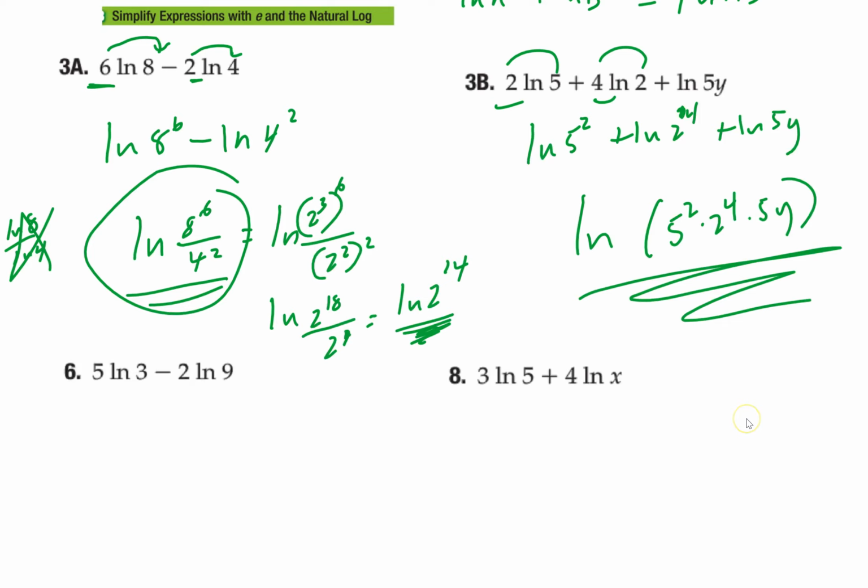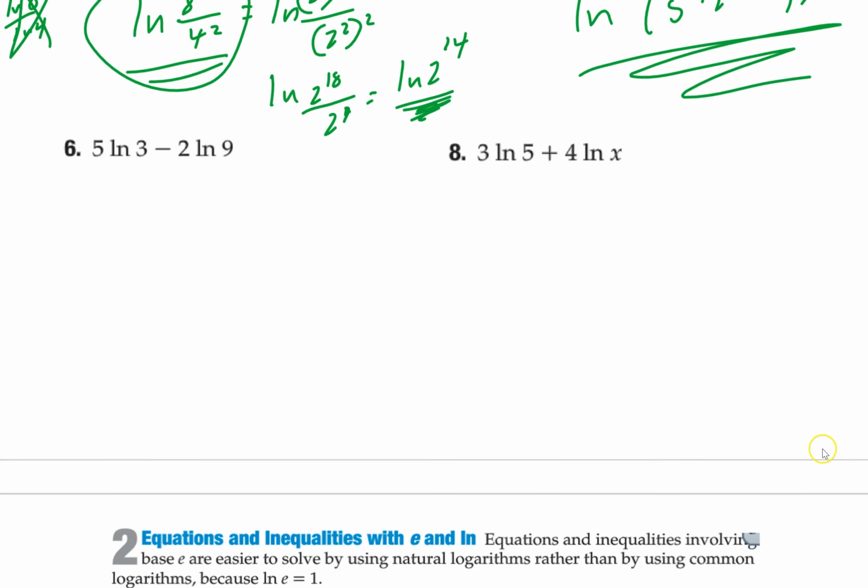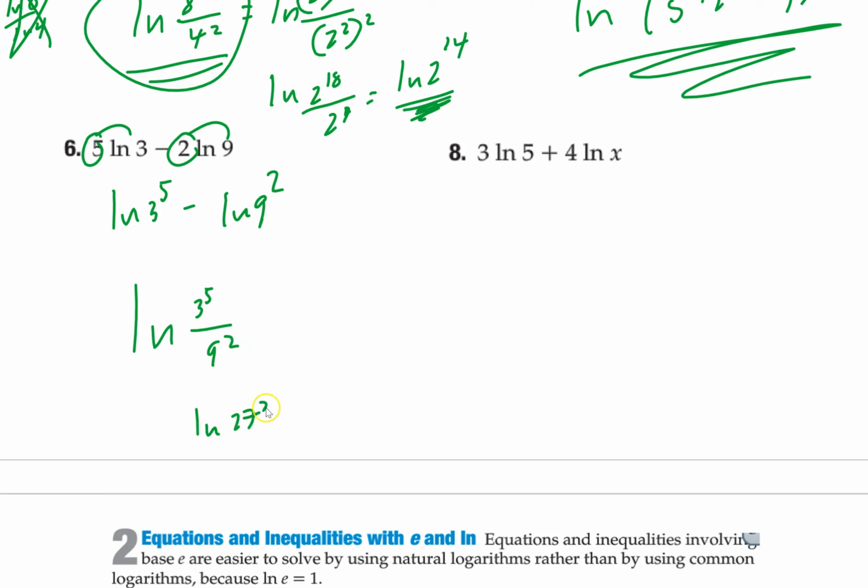Same idea. Let's make sure we understand this, right? Let's rewrite this. Again, first thing's always the powers. So natural log of 3 to the 5th minus natural log of 9 squared. Minus means divide, so natural log of 3 to the 5th, whatever that is, 273, I want to say? Yeah, 273 over 9 squared. So now, since I know what that is, that's natural log of 273 over 81. That actually reduces, divide both by 3. Probably could have done that up there. Yeah, natural log of 81 over 27.